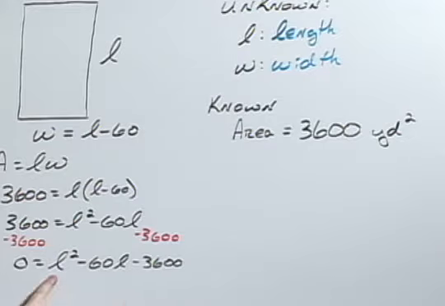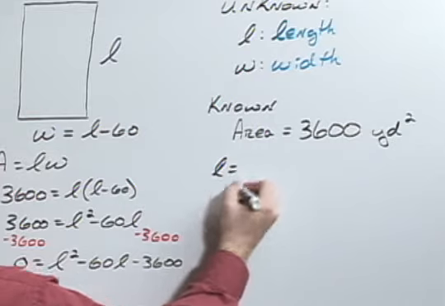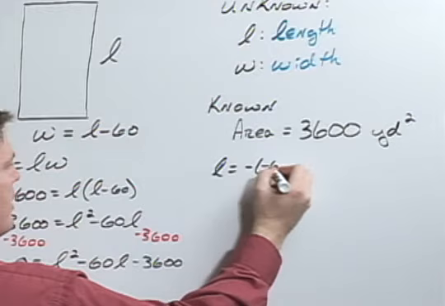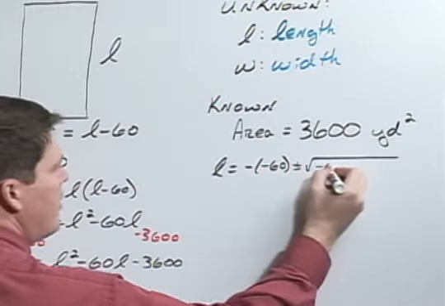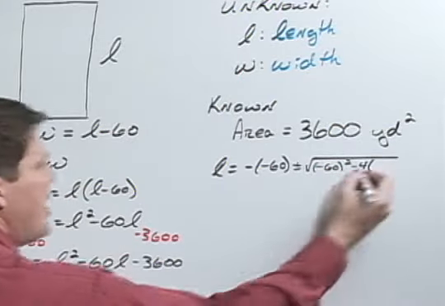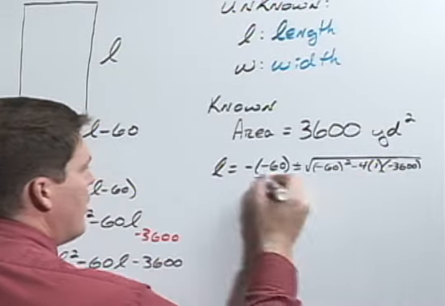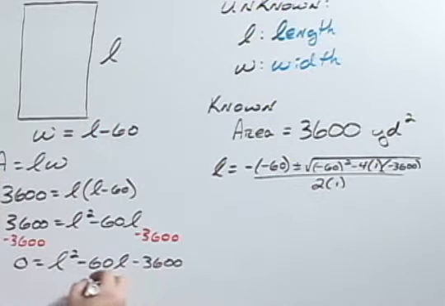Well, now we have a quadratic that we can solve. I'd like to factor that, but in this case that's not an option, so we're going to use the quadratic formula. So x, or in this case L, will equal negative b, so negative 60, plus or minus the square root of b squared, so negative 60 squared, minus 4 times a times c, all over 2a, which in this case would be 2 times 1.